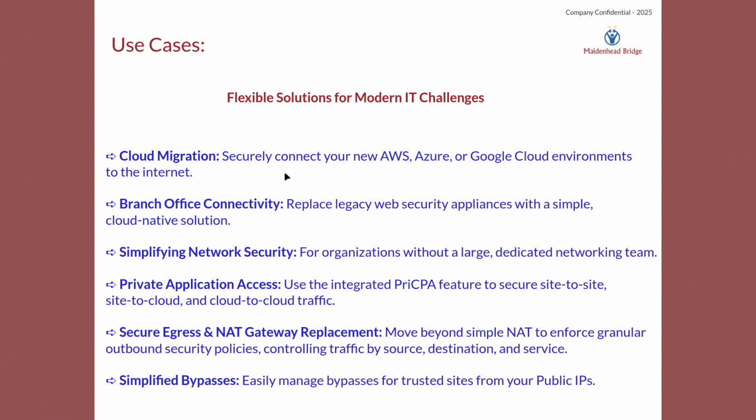Let's first review the use cases of the cloud security connector for Zscaler, because of course we connect to Zscaler, but we have more functionalities than that to help you create a complete solution for your company. The first use case is cloud migration, when you want to connect Azure, Google, or AWS to the internet via Zscaler. Also, we have a solution for branches.